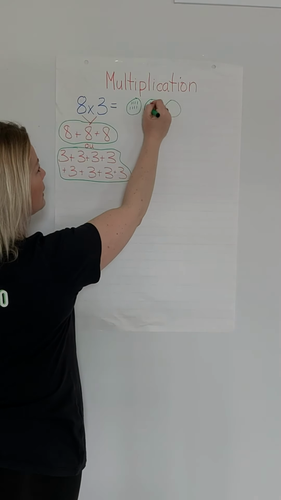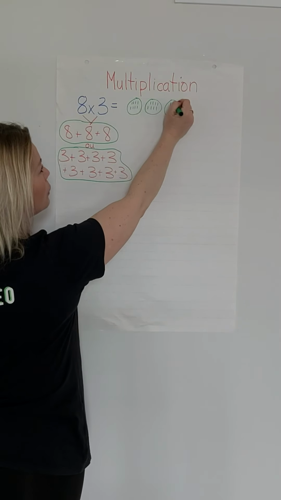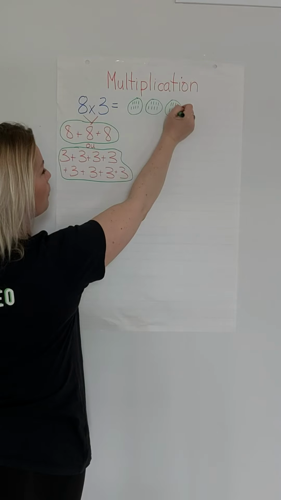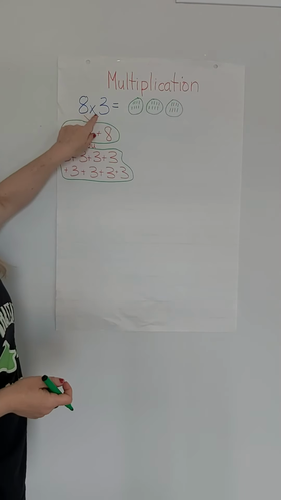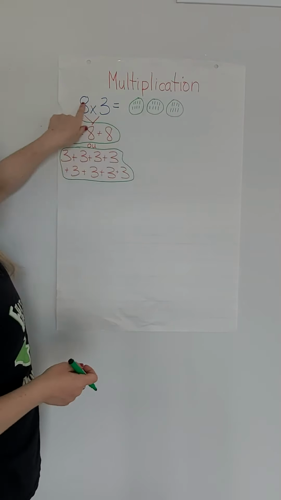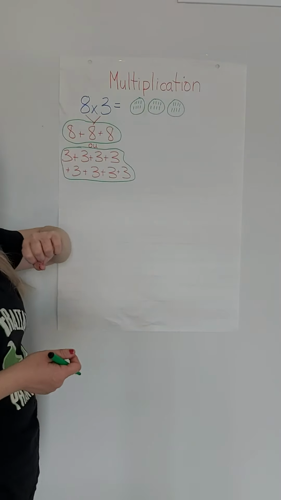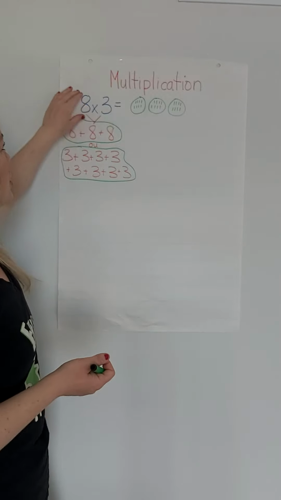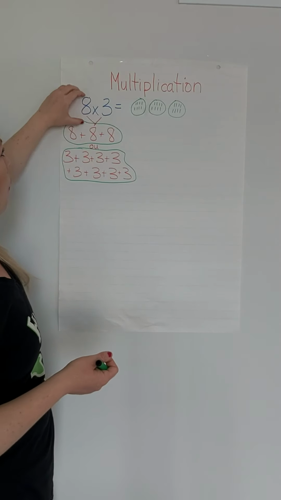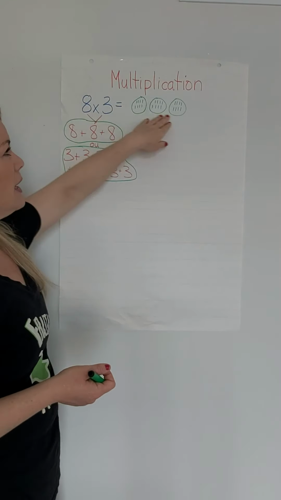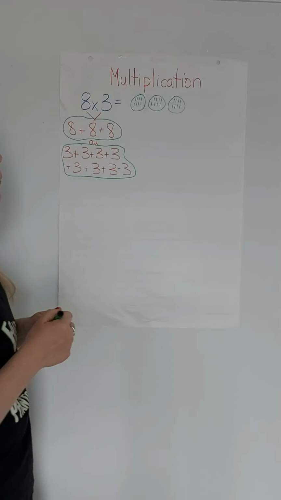So really what I'm doing is I'm making 3 groups, and each group has 8 in it. Or I could make 8 groups and put 3 in each of them. Either way it works. It's basically just saying 8 groups of 3, or 3 groups of 8. So I just did it the shorter way to show you, okay?